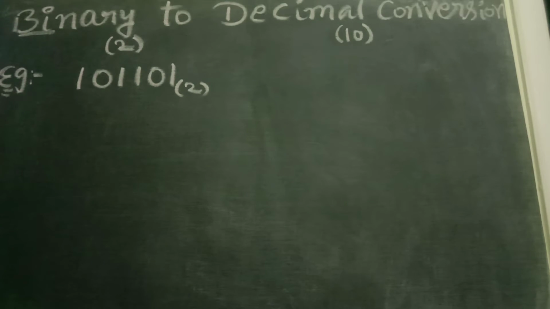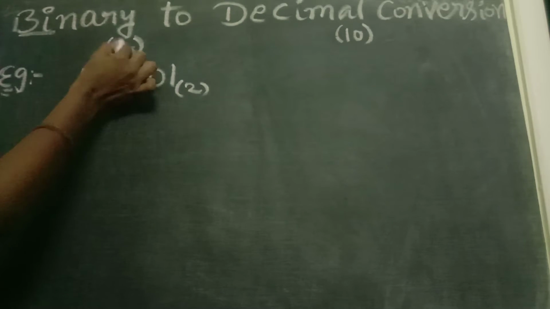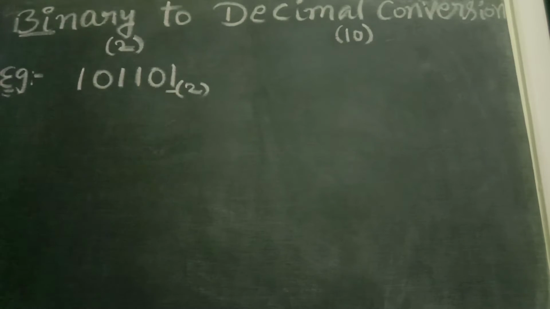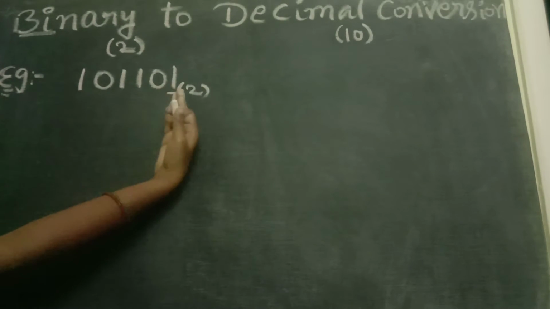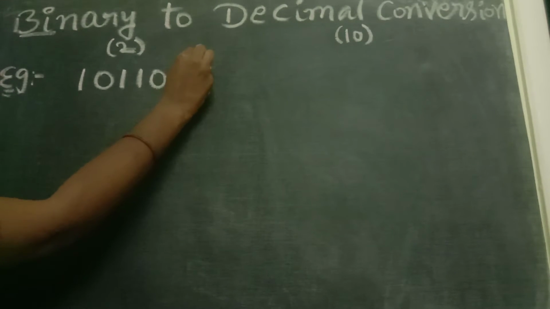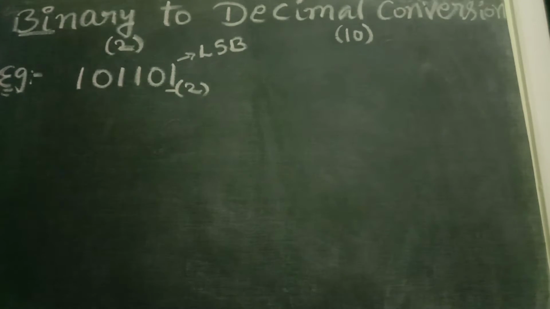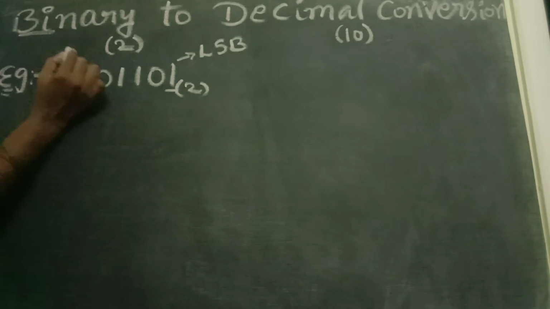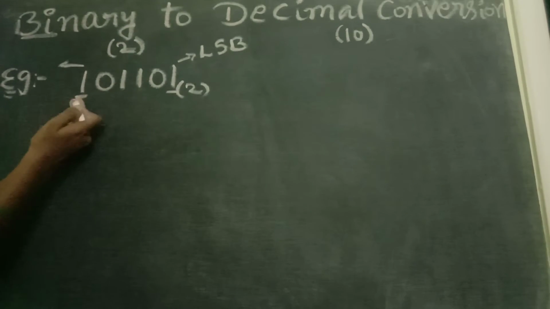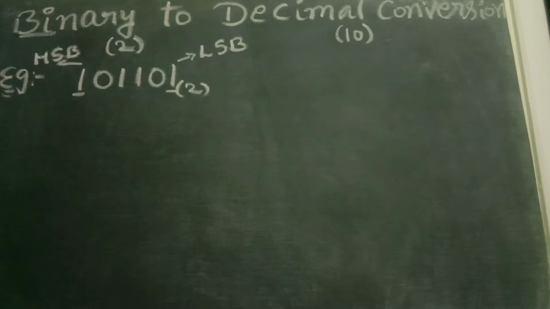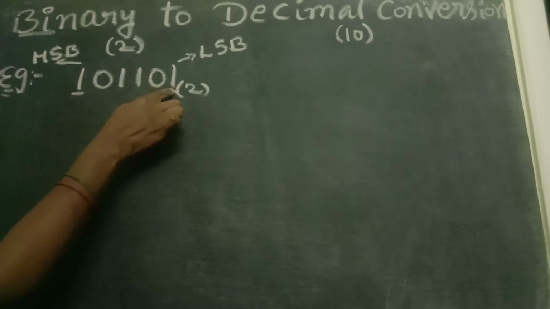For this conversion, we consider the LSB. The rightmost digit is considered as the LSB, least significant bit, and the leftmost digit is considered as the most significant bit. We start at the LSB.